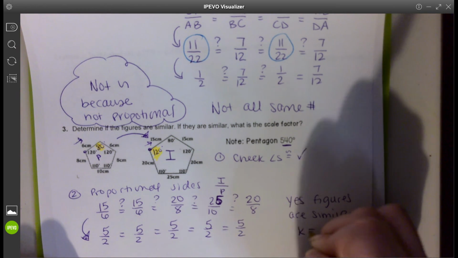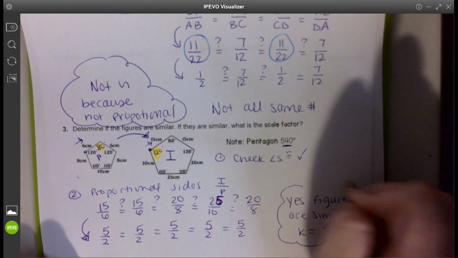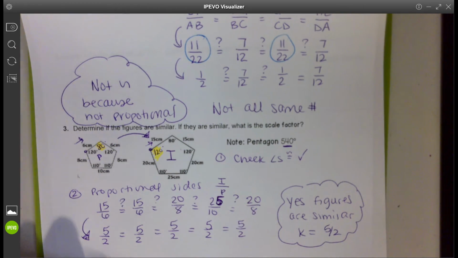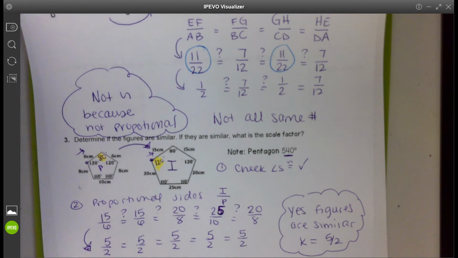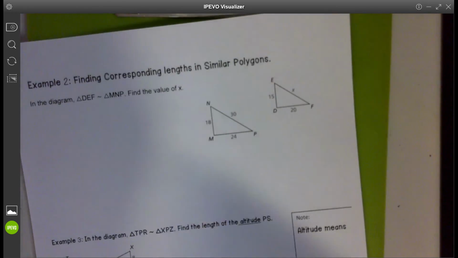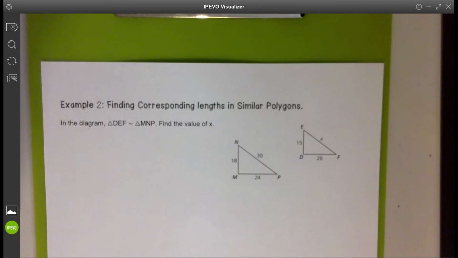And K equals 5 over 2. Again, I'm using my letters, my vocabulary. K represents scale factor. All right, so now we're going to go and incorporate our triangles with this. Let's turn our page. All right, it says finding corresponding lengths in similar polygons. So here it says in diagram DEF is similar to MNP.